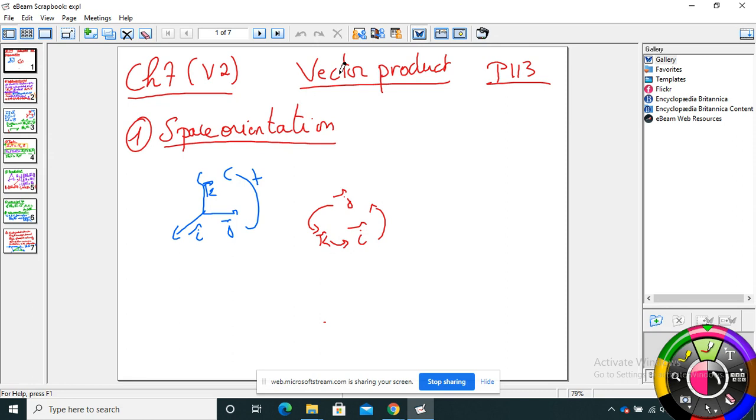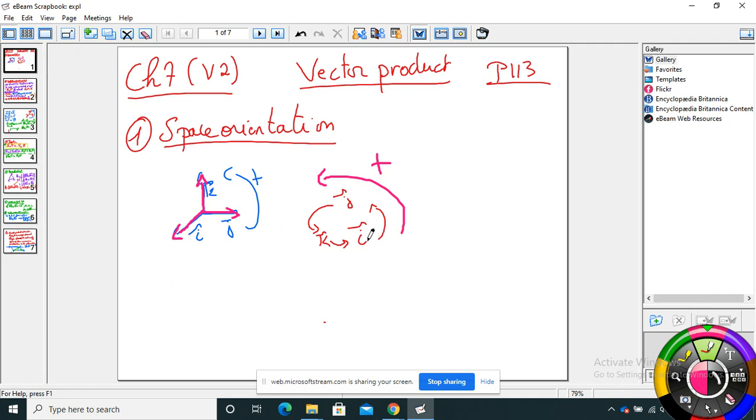But first, before I do this, I just want to remind you about the space orientation. Here I'm working, as we said, in space, with the orthonormal system i, j, k. And this is my positive sense. When I'm going this way, opposite to the clock, it's the positive sense. When I'm going clockwise, it's the negative sense. So the space orientation is like this, i, j, k, and it's positive.